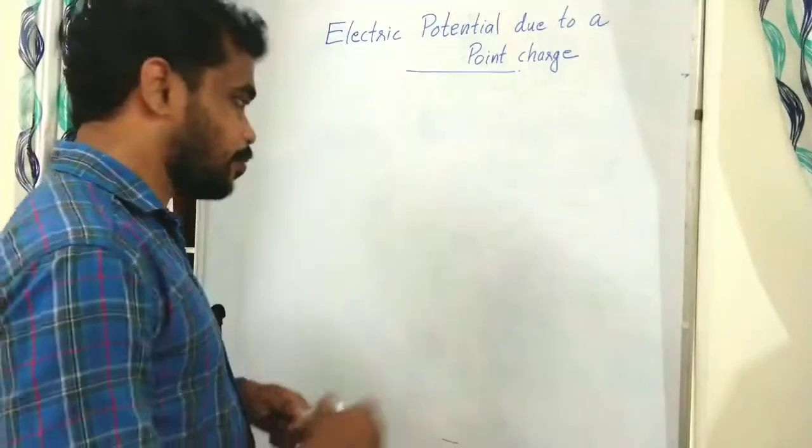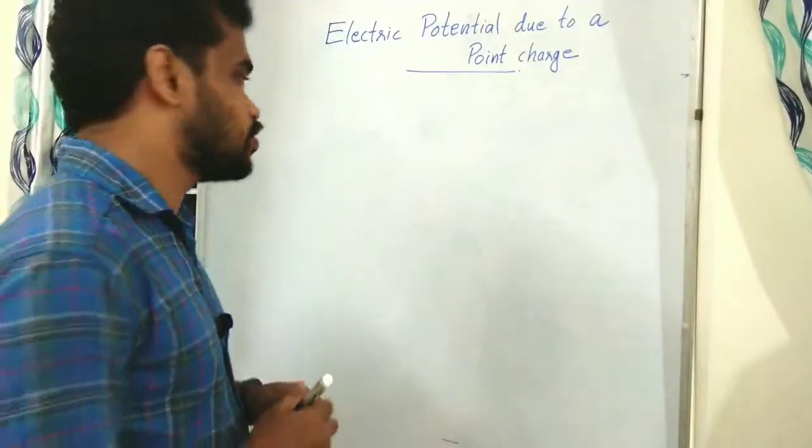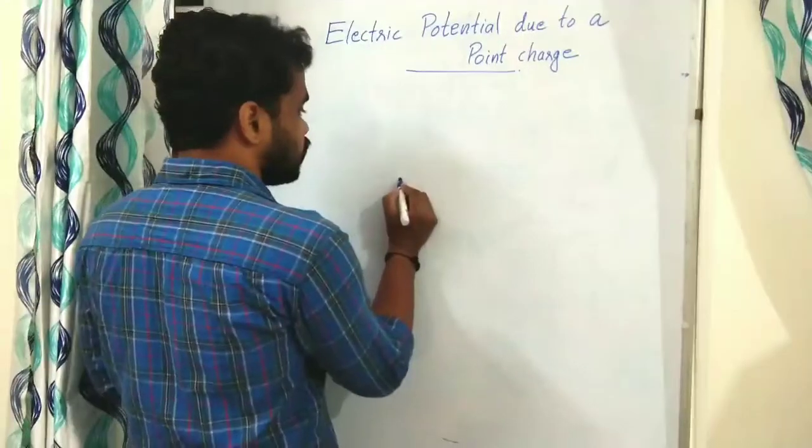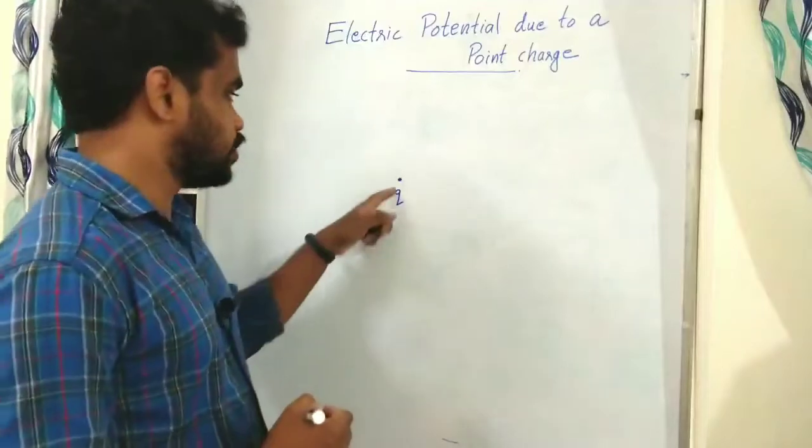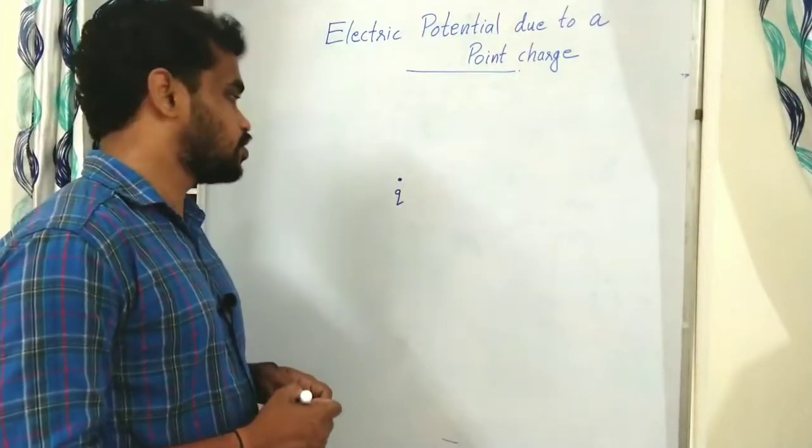Consider a point charge. A point charge means a very small charge. I place a charge here. It has a charge Q. Q is a point charge, a very small charge.